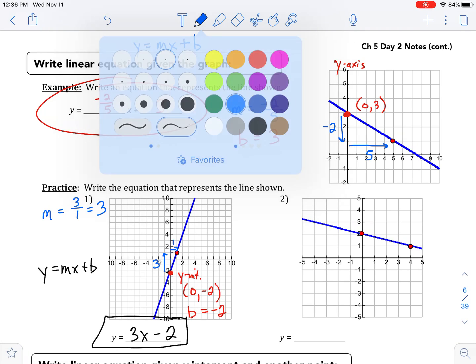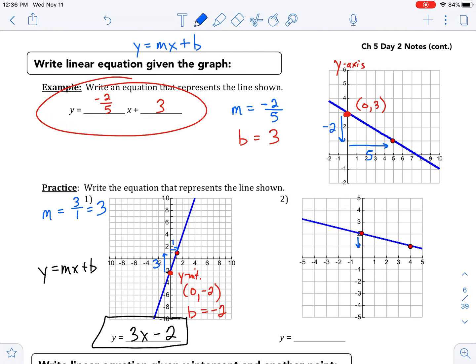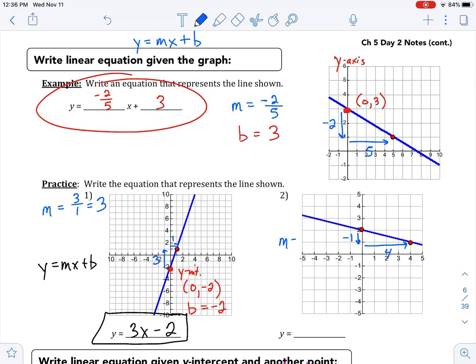The last one we have here, this problem 2 over here, is going to have us go down 1, so that's -1 in the rise direction, and then we're going to move to the right running 4 units. This is going to give me a slope that is -1/4.